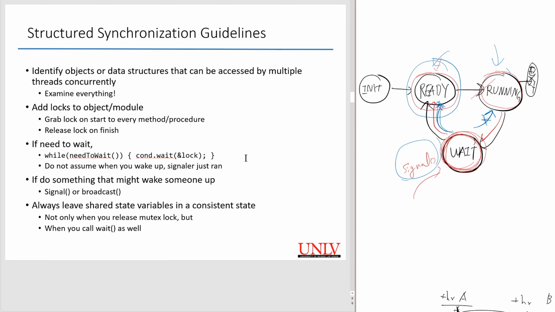All right, so we're almost done. Structured synchronization guideline: identify objects or data structures that can be accessed by multiple threads concurrently. So first you figure out the shared state and add locks to objects and modules, and make sure you grab the lock on start of every method or procedure and release the lock on finish.